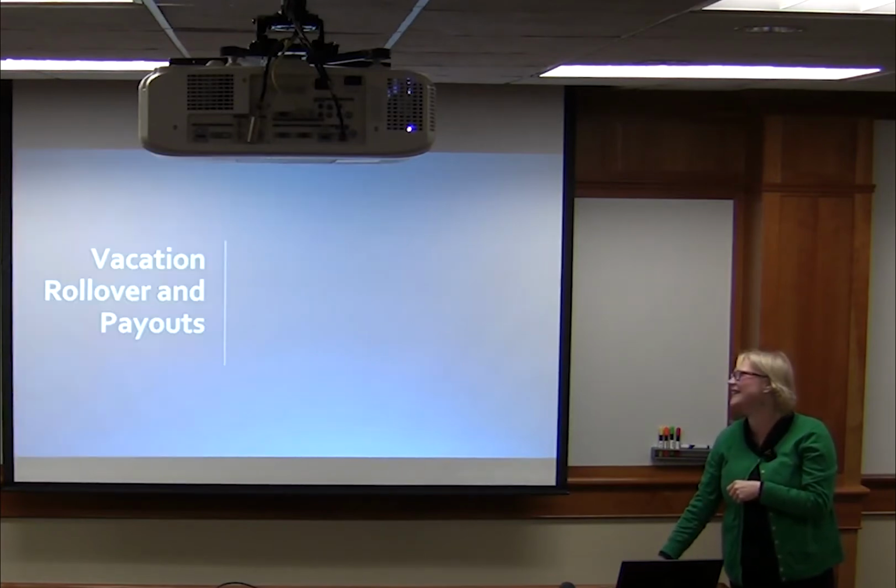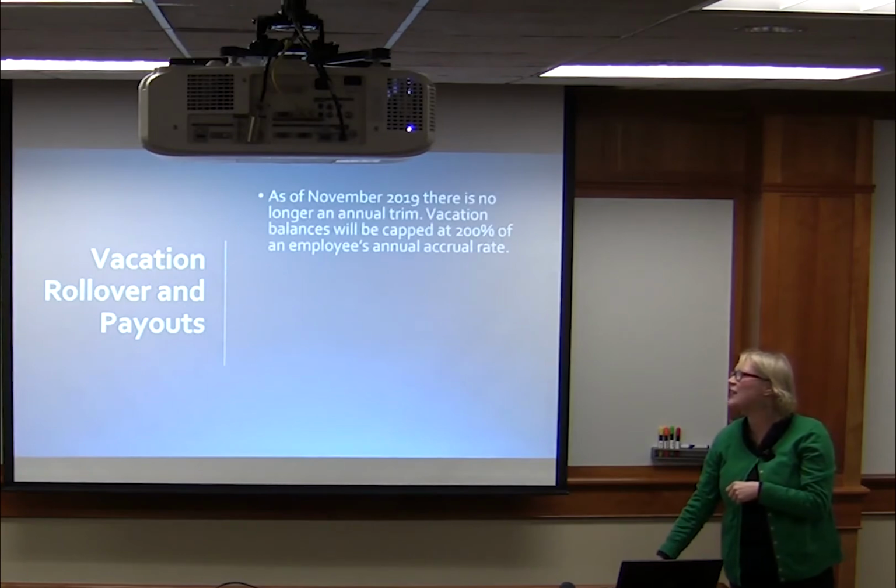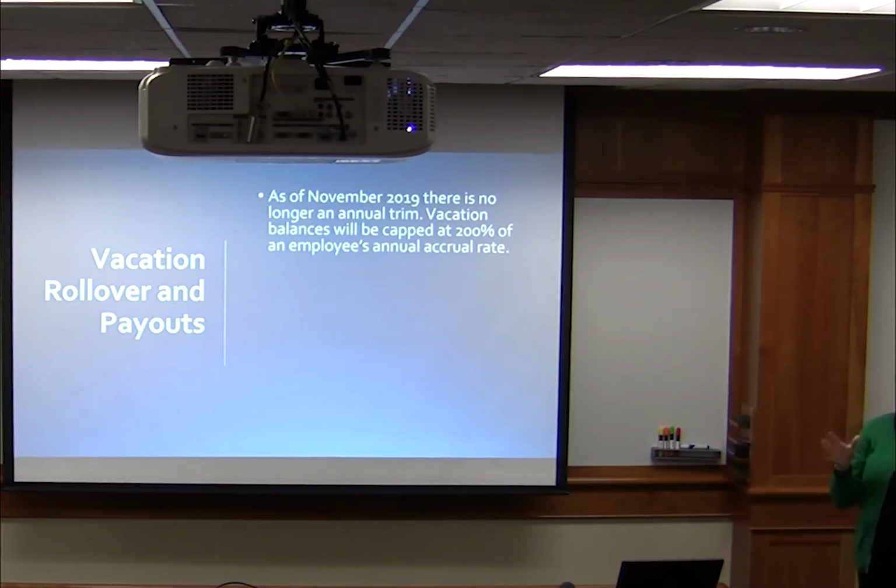Oh yeah, it does. Okay, so vacation rollover and payouts. As of November 2019, when the changes happened to the sick and vacation leave, no longer do we have an annual trim. You can have in your bank up to 200% of whatever your annual accrual rate is. So for instance, if you were at the maximum, which is 22 days a year, you could have as much as 44 days in your accrual bank at a time. And that would be the cap.